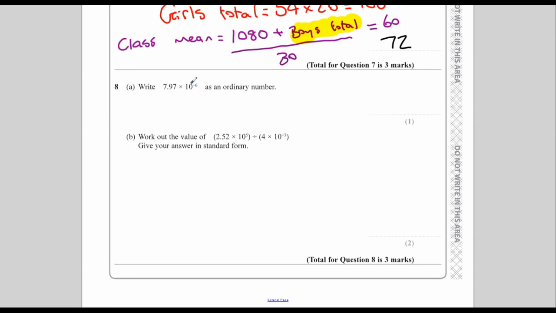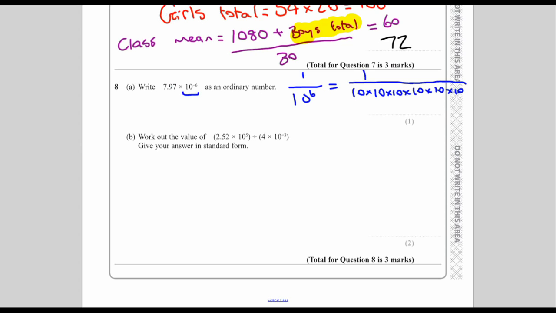Question 8. Write 7.97 times 10 to minus 6 as an ordinary number. That just means we don't want this going on. 10 to minus 6, if you know your powers, means 1 over 10 to the power of 6. And 10 to the power of 6 means 10 times 10 times 10 times 10 times 10 times 10. That's 6 times. So that's essentially the same as dividing by 10 6 times.